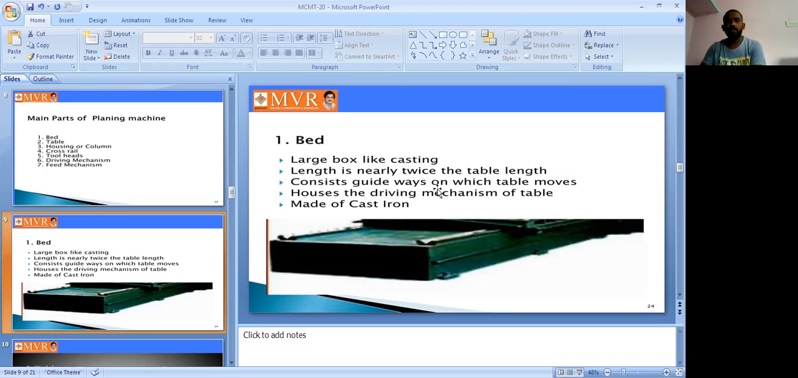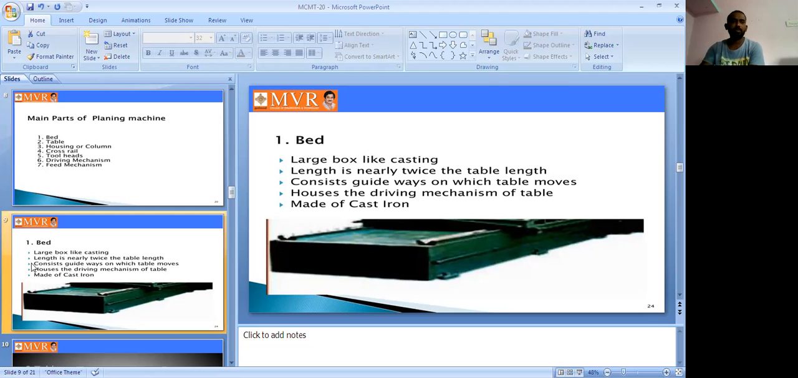So it consists of guideways on which the table moves. So we have the guideways. It consists of the guideways on which the table moves. So when the table moves forward and backward, in this one we have the guideways here. How is the driving mechanism of a table? This is made of cast iron. So this bed is made of cast iron. So it is one of the bases for any kind of machines. Okay, it is a milling machine or any kind of machining operation. The bed is the base. The bed is the main pillar of the total machine.